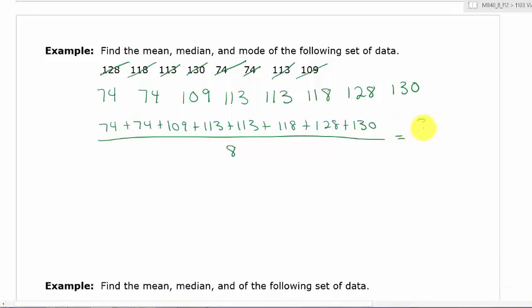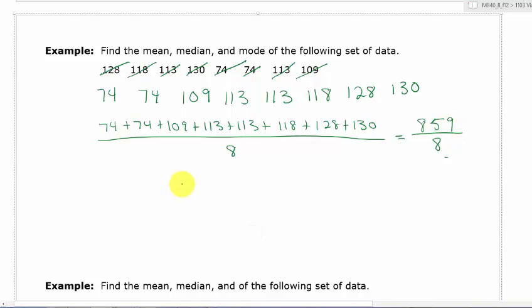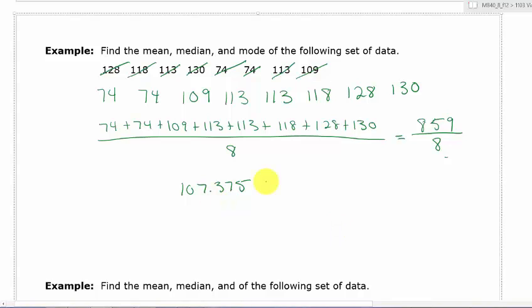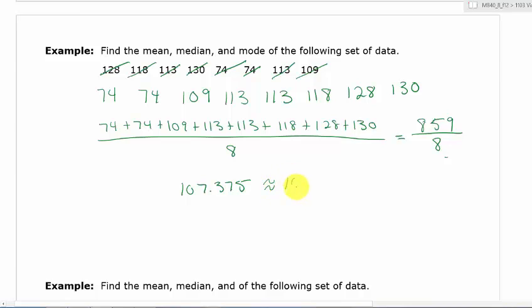So when I added up all my data values, I got 859. And I need to divide that by 8. This gives me 107.375. And we want to round this so that it's one decimal place beyond where my data is. So my data doesn't have any decimal places, and so I want to round this to one decimal place. So that would be 107.4. So that is our mean.